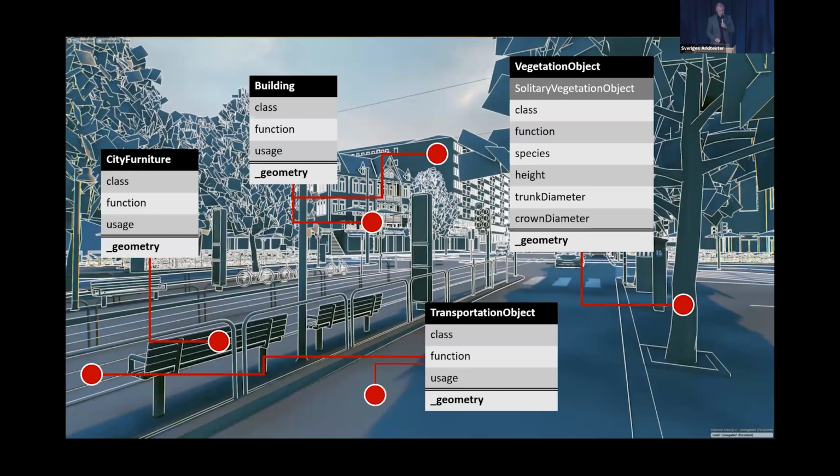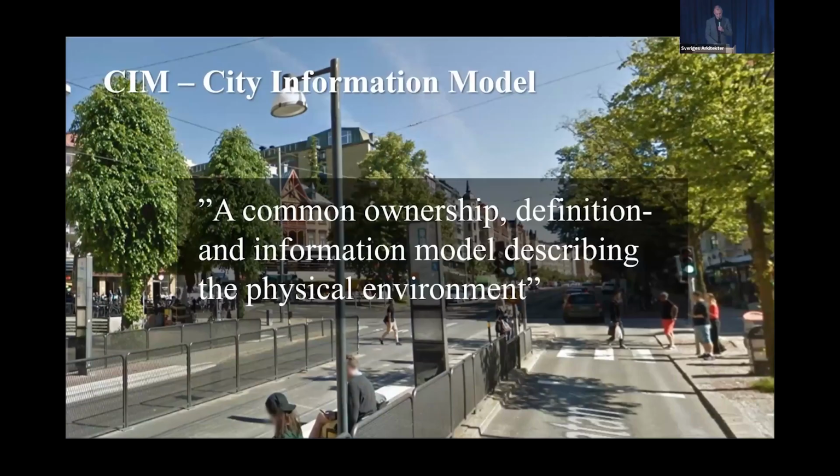And this kind of data, as we talk about GIS, we have data describing the objects in the model. And for having a structure, we must use some kind of information model to structure this data. And we call it a city information model. It's a common ownership, definition, and information model describing the environment.